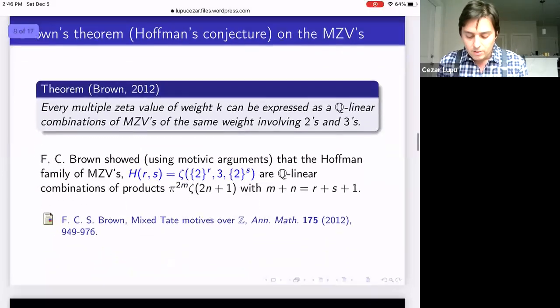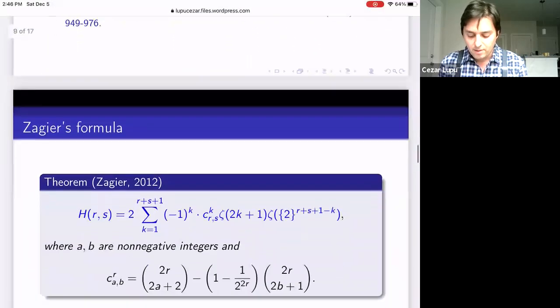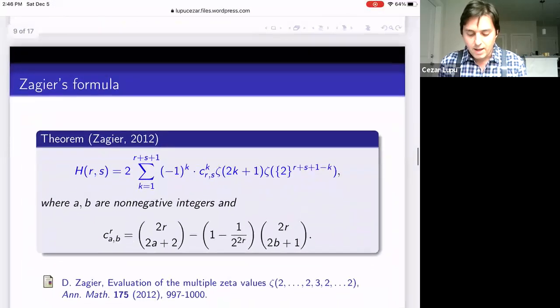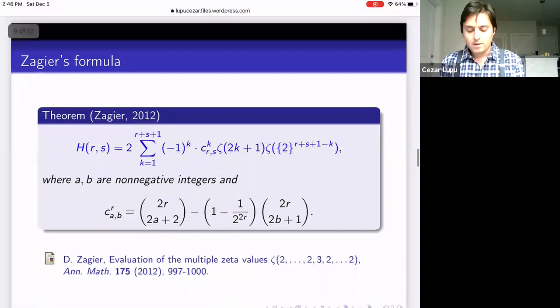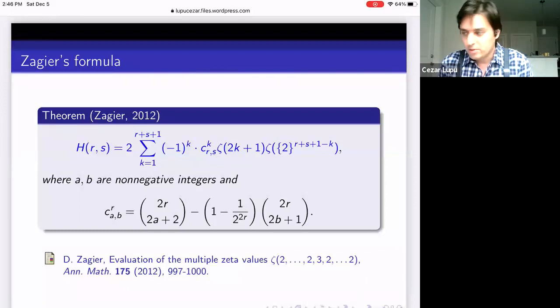And this gap was filled by Zagier's formula. As you can see, Zagier found an exact formula for this Hoffman family of multiple zeta values. And it's a finite sum in terms of odd zeta values.